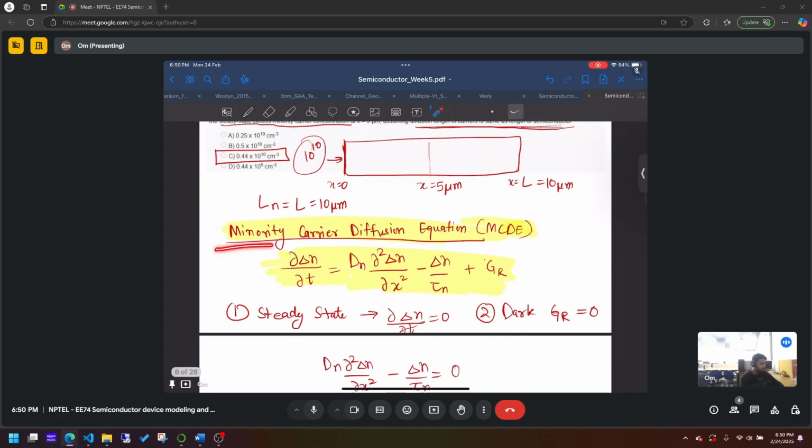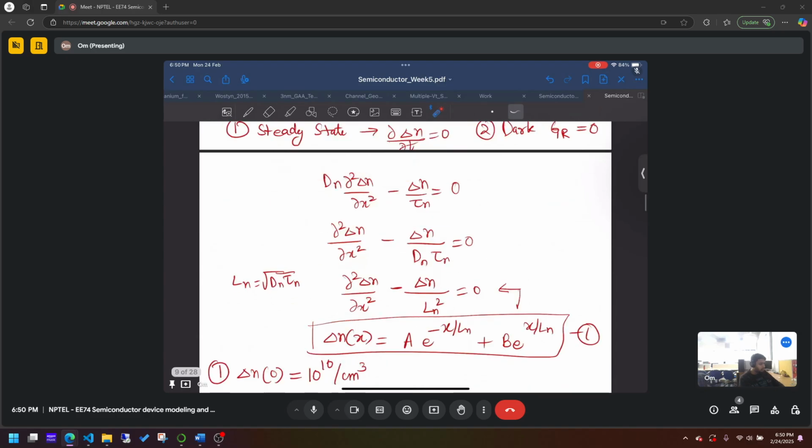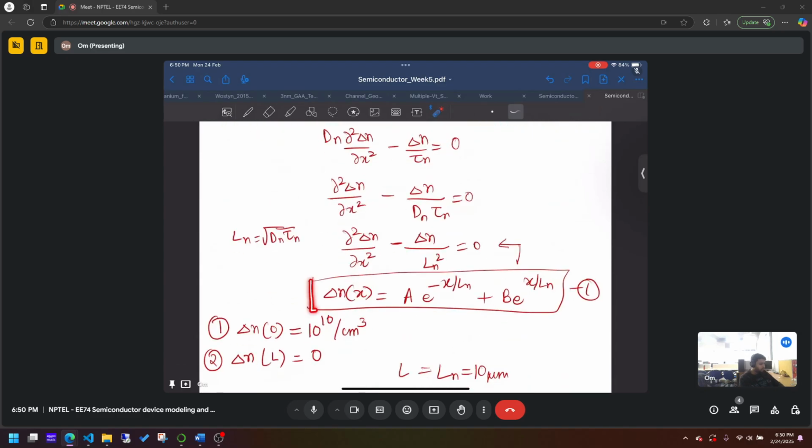According to the minority carrier diffusion equation, we have this, and under steady state this part equals 0, and under the dark condition the generation due to some external agents is also equal to 0. This is our final equation, and by rearranging and solving, we got this general solution for it. It's a partial differential equation.